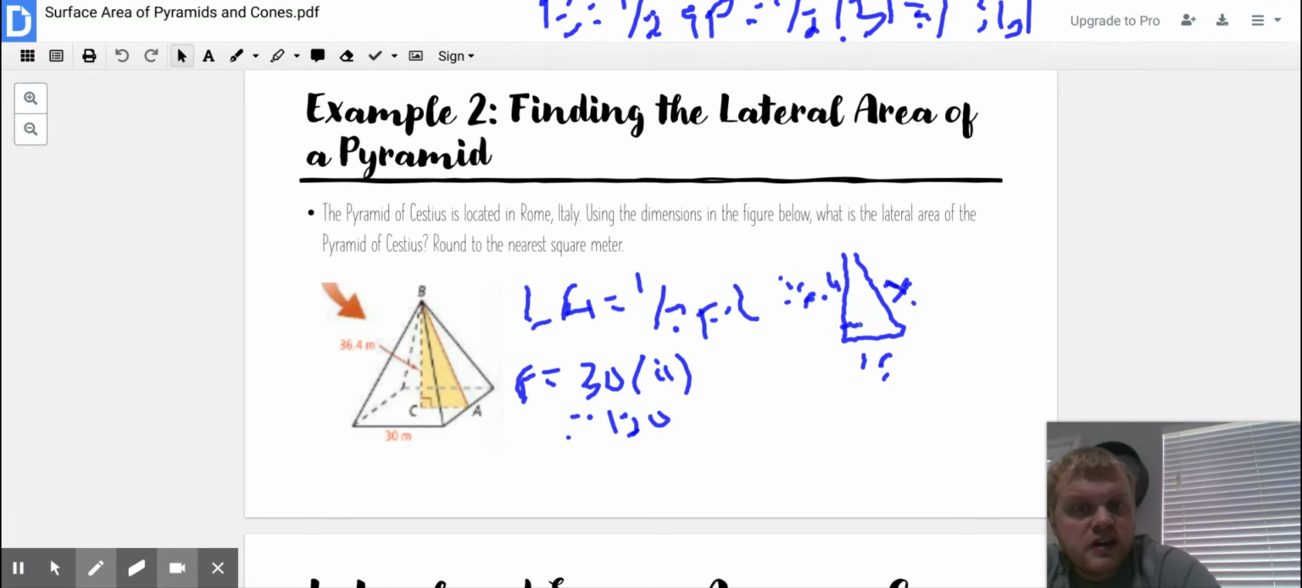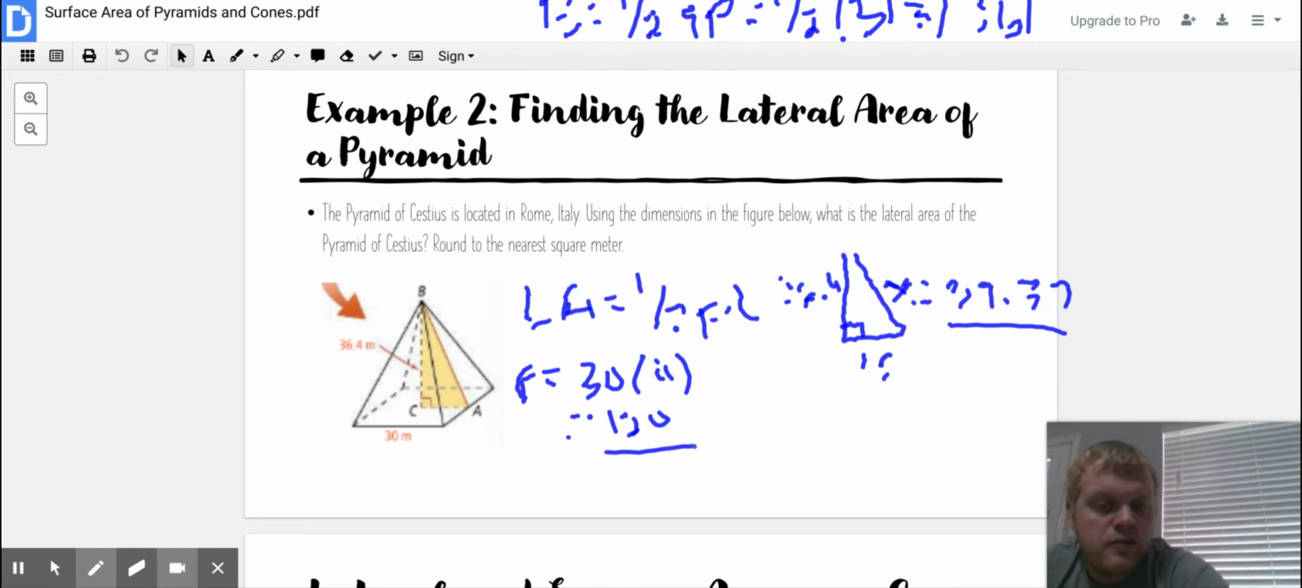And remember, this is a right triangle. Now knowing that I have 2 out of my 3 sides, I can use the Pythagorean theorem to solve for that X. I'm going to go to my calculator and type in 15 squared plus 36.4 squared. I got 1549.96, and then take the square root of that number. I got right around 39.37. So there's my slant height.